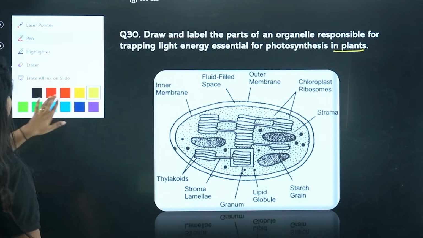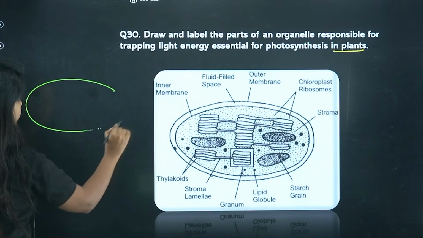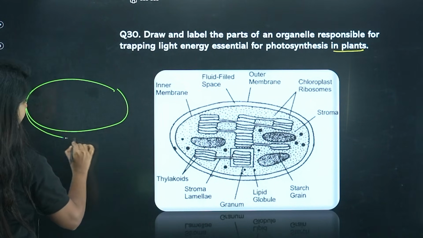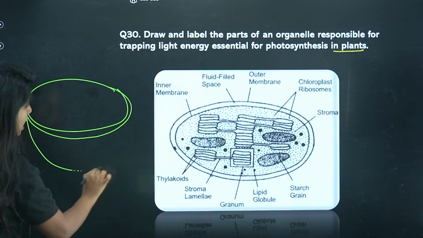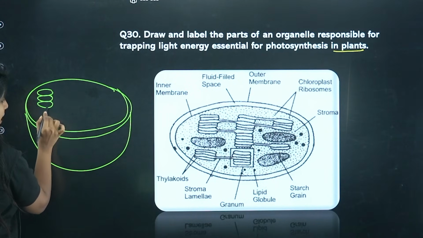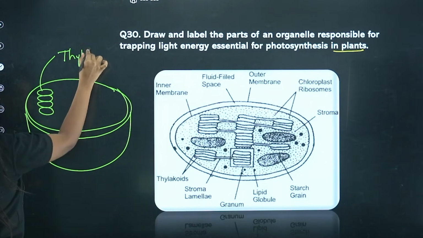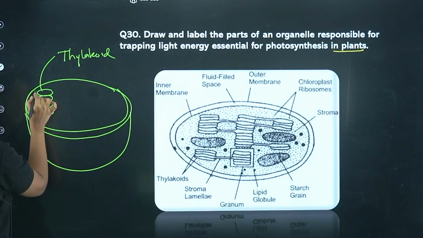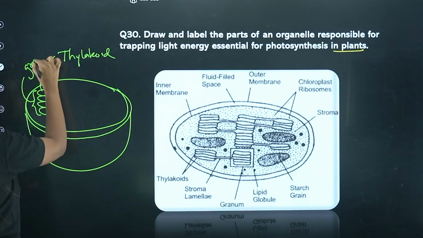And now if you're asked to make the diagram of chloroplast, how do you make it? Basically you can do something like this. There are two membranes in the case of chloroplast, the outer membrane and the inner membrane, right? Apart from that, you have thylakoid. They are coin-like structures, so please mention it properly.